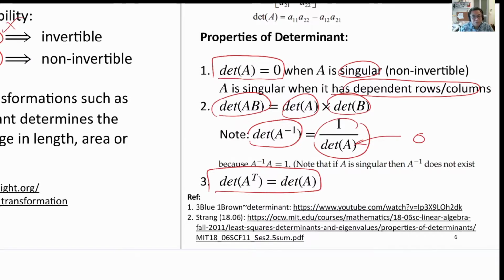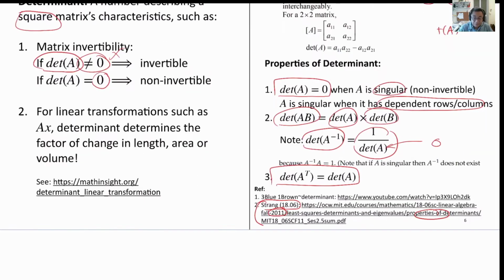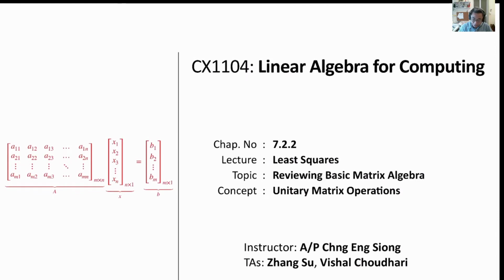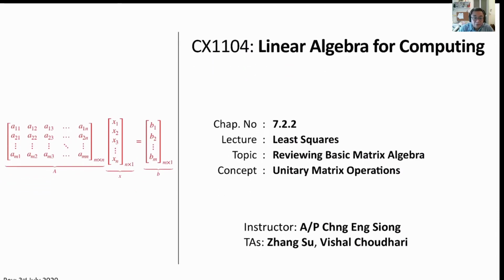We shall not prove these properties. We'll just use some of these when required. For a more comprehensive treatment of determinant, I suggest Strang's 18.06 lecture in 2011, The Properties of Determinant. This concludes our review of Unitary Matrix Operation 7.2.2.